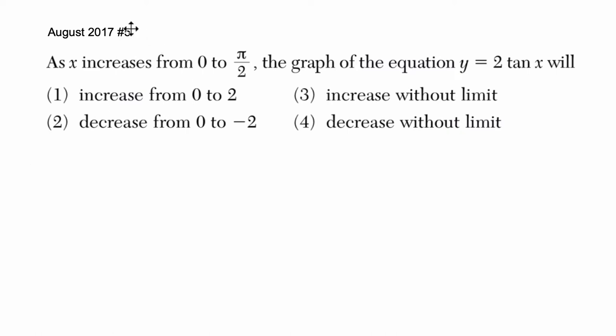Okay, so let's read it together. It says, as x increases from 0 to pi over 2, so I'm just going to rewrite that for myself. So that's 0 to 90 degrees. Nothing wrong with radians, but I'm going to think about that context. The graph of the equation y equals 2 times the tangent of x will do which of the following?